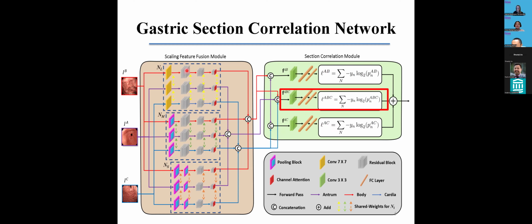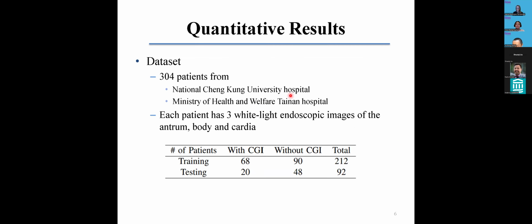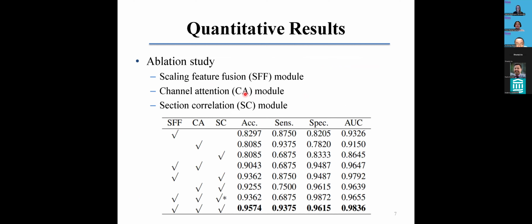By considering both the scaling feature fusion module and the section correlation module, we have the gastric section correlation network. In our experiment, we collected more than 300 patients from 2 hospitals. And here are the details about the data sets.